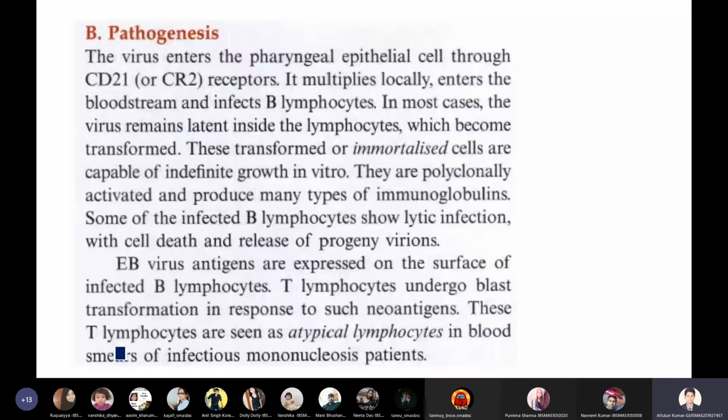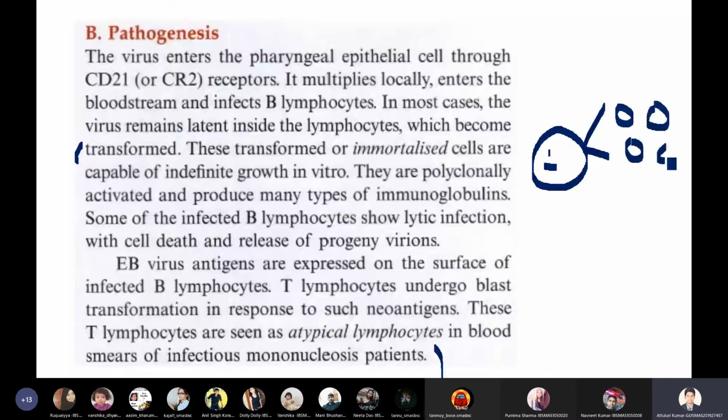What they are stating in this paragraph, from here to here, is that this is a B cell. This B cell will get infected by the Epstein-Barr virus, resulting in abnormal proliferation of the B cells. So there will be an abnormal increase in the B cell count, and these abnormally proliferated B cells will release many progeny viruses. Parallelly, they will also secrete high levels of immunoglobulin M. So they will secrete IgM, right?